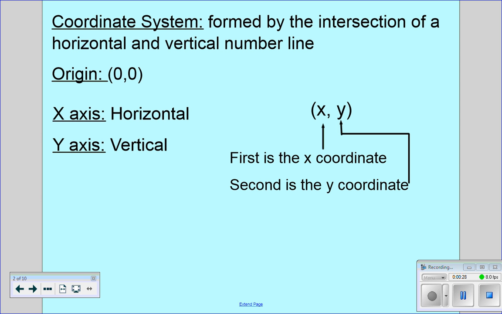So coordinate system, formed by horizontal and vertical number lines. And we're going to remind ourselves how to make a coordinate plane again, because I have people that don't put the right numbers in places. I have people that skip lines. So we're going to go over also how to create a coordinate plane again. Okay?